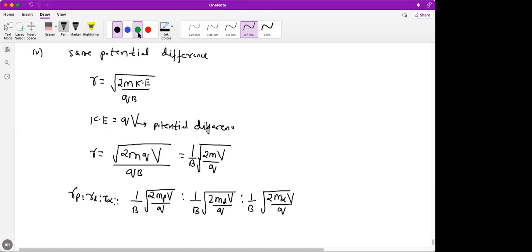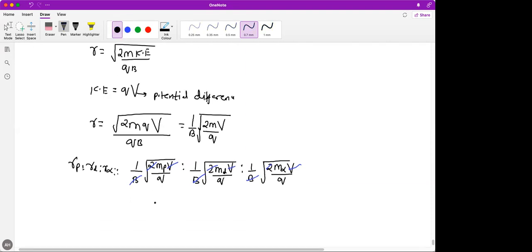See, we will cancel V. 2 will cancel 2. B will cancel B. And you are left with only root over M by E. M deuteron is 2M by E. M alpha is 4M by E.